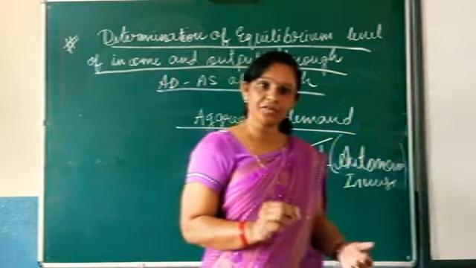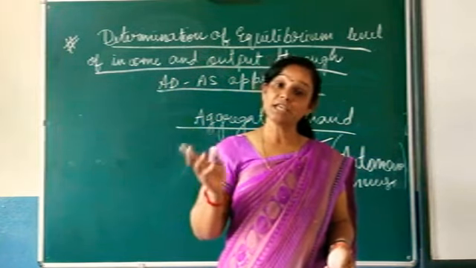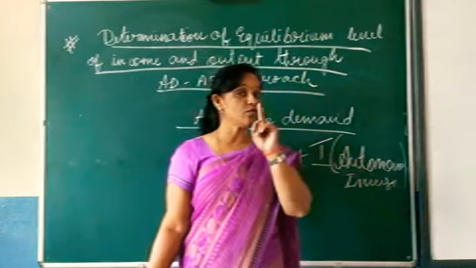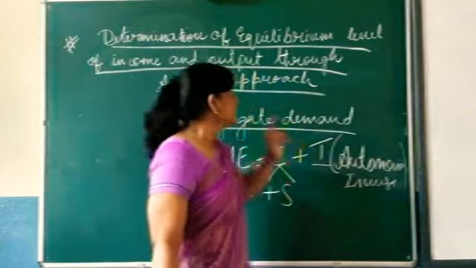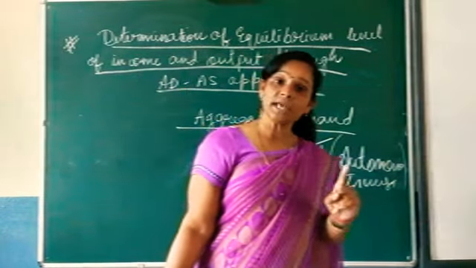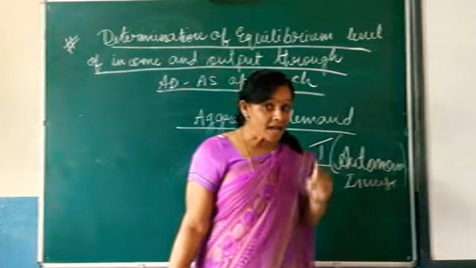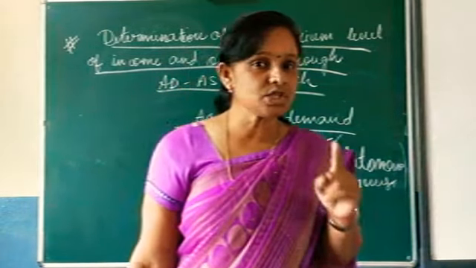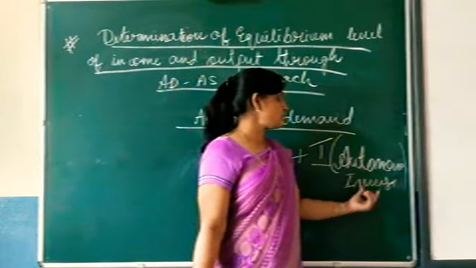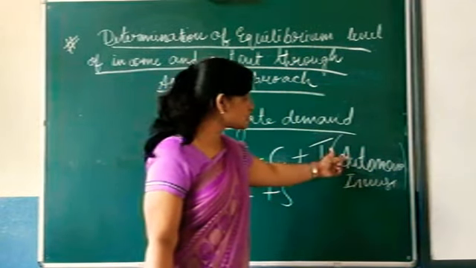Keynes, as in aggregate demand, did not take government, did not take rest of the world, but he took only household and firm. Similarly, for investment, he has taken only one type of investment to explain the determination of equilibrium level of income and output through the AD-AS approach. He took that level of investment which does not change with the change in the level of income, meaning the investment remains fixed, and that investment is called autonomous investment. So I of Keynes is nothing but autonomous investment.